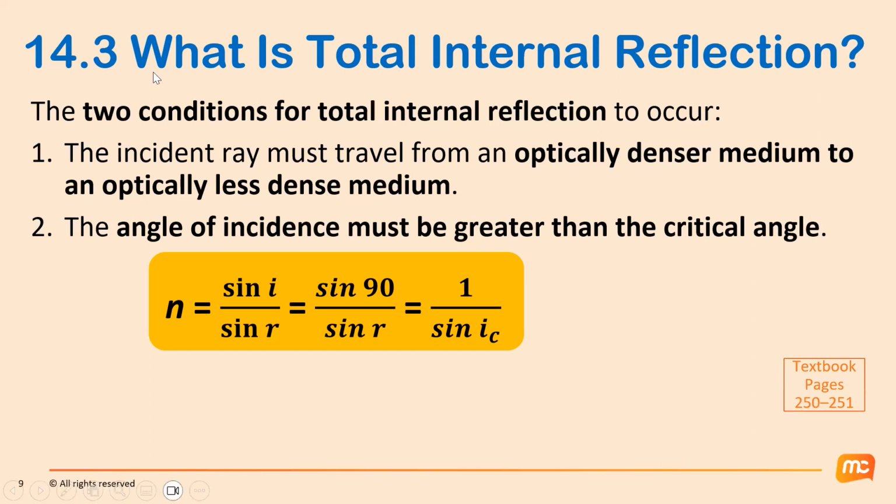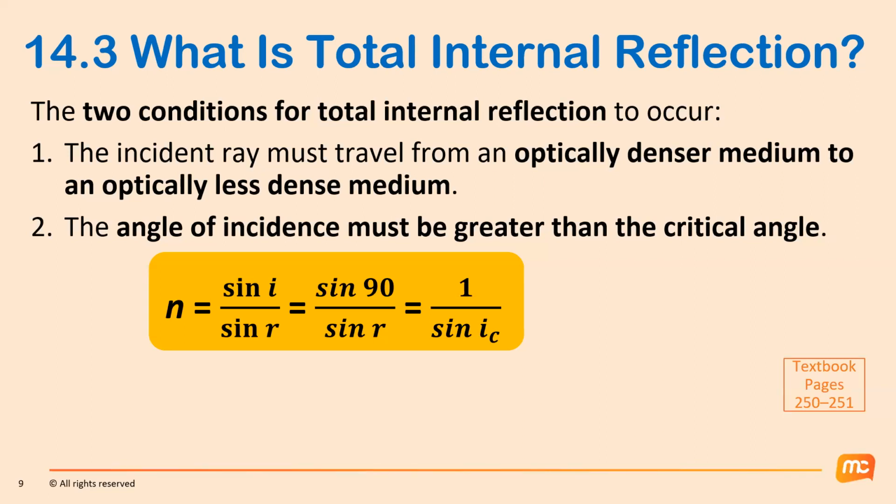Every time a question will ask, how come the light ray doesn't come out? That means the light ray has undergone total internal reflection. Or why is there total internal reflection? You always need to state both conditions. The first condition is that the light must be traveling from optically denser to less dense. So it can be from glass to air, water to air. But it cannot happen when it's traveling from less dense to denser, like from air to water, air to glass. It must be from denser to less dense.